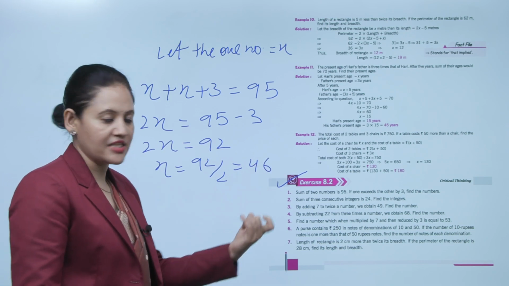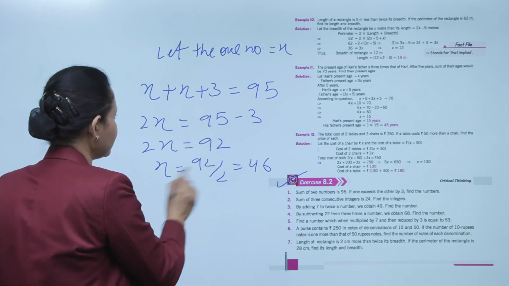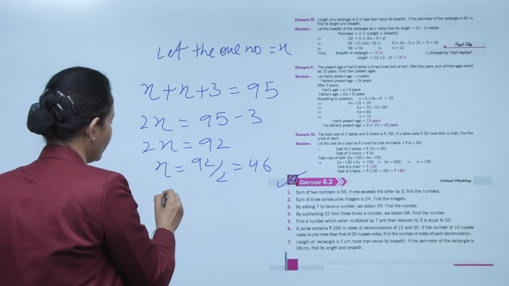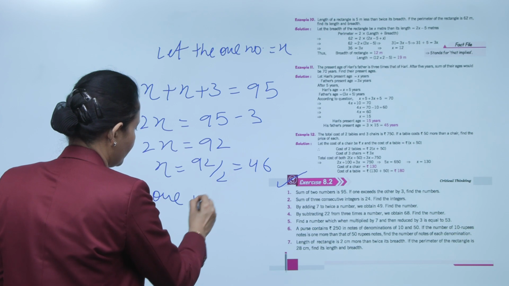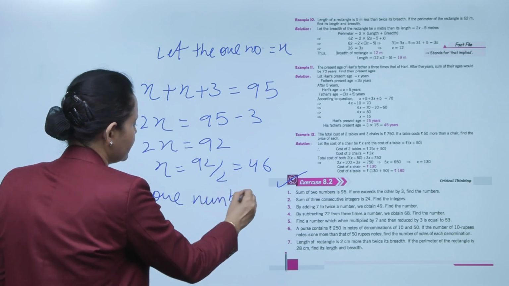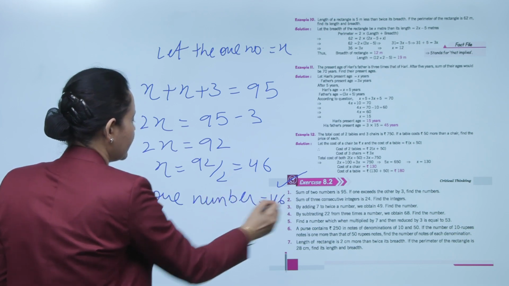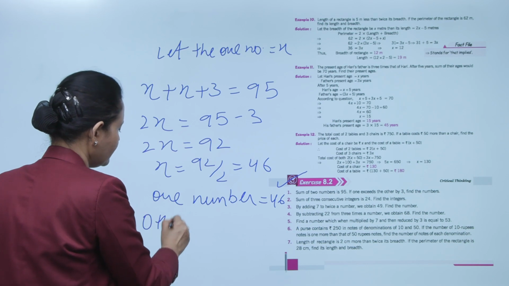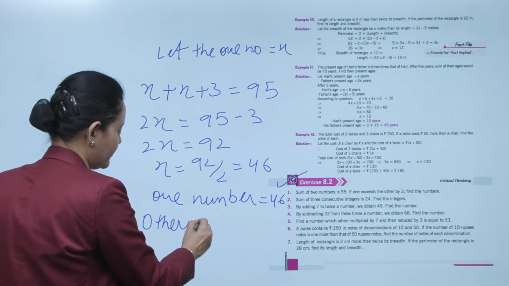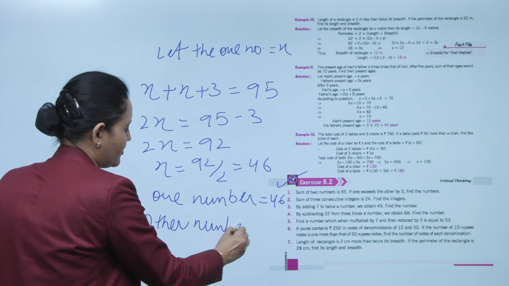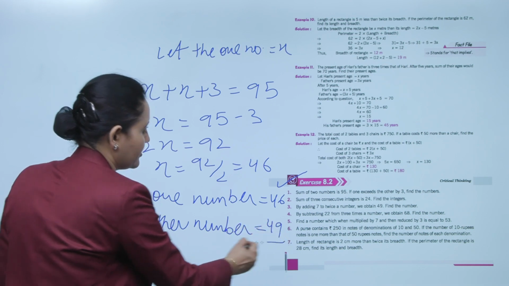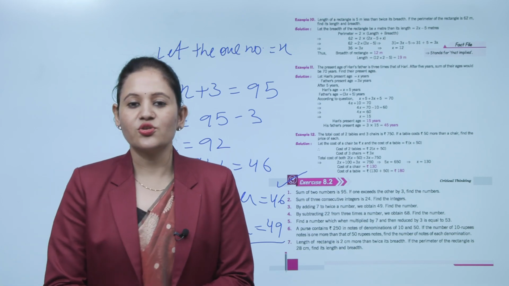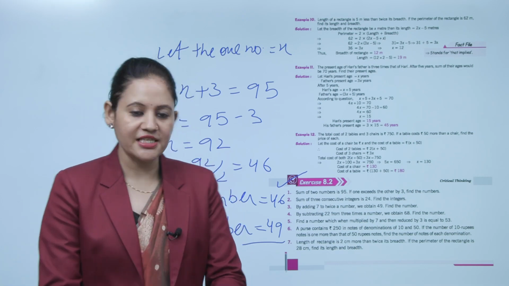One of the numbers is 46, the other number is x plus 3. So one number is 46, other number 46 plus 3, 46 plus 3 we will do, that is 49. Clear? So you have to practice all the questions of this exercise.